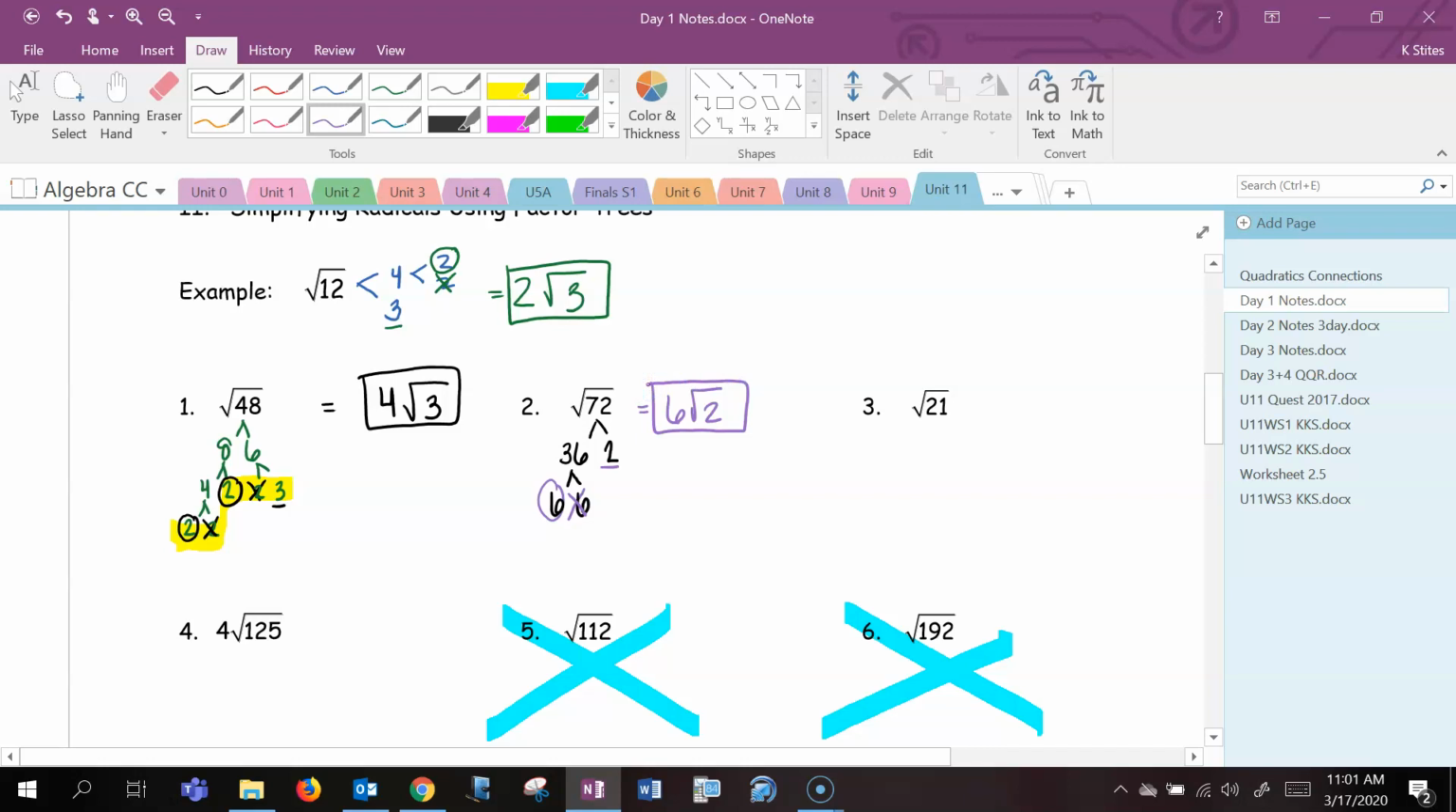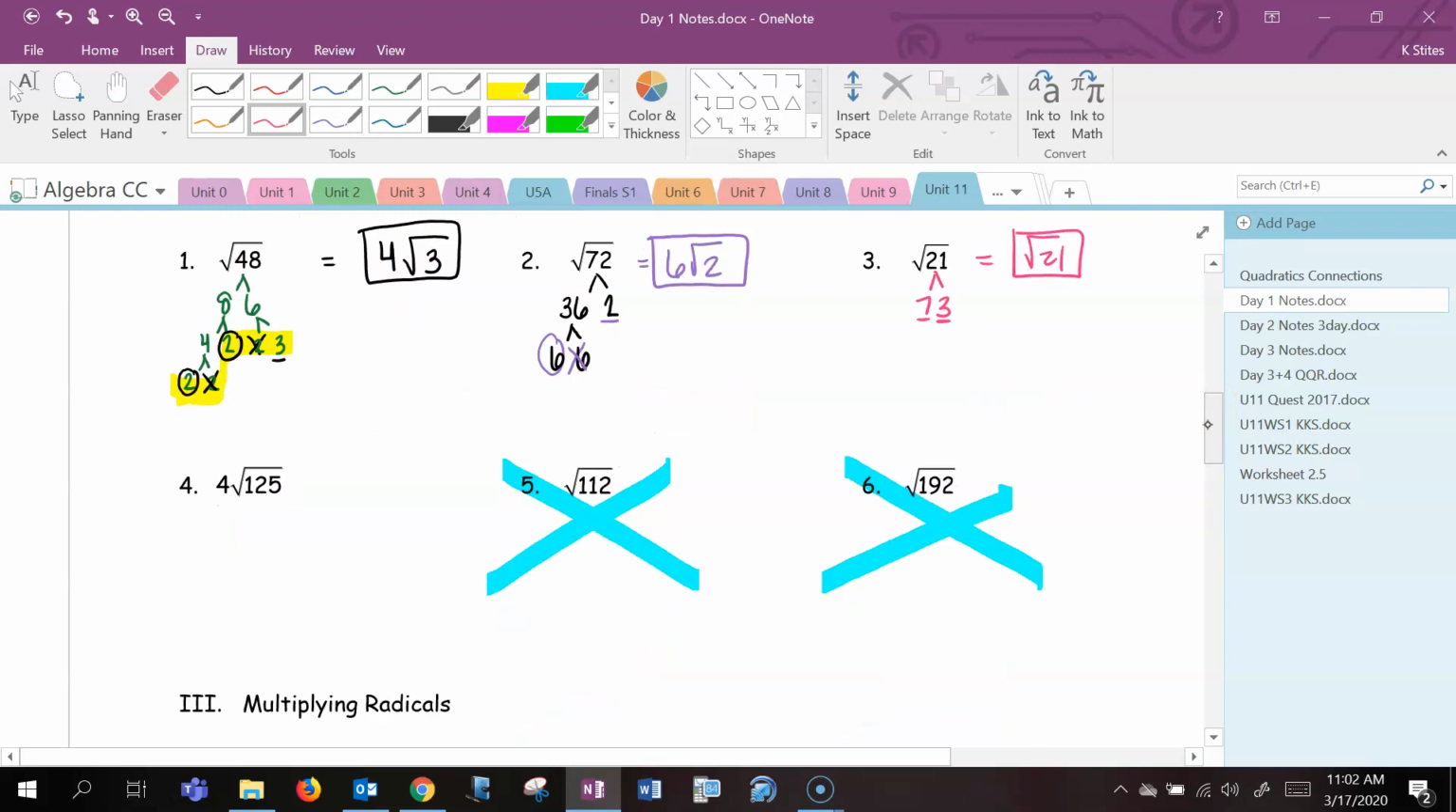Okay. All right, now what's different about 21? When we break down 21, we just get 7 and 3. You can't break either of those down further, and they don't have a pair. So we'll underline both of those. They'll remultiply and go back under the root. This is really just root 21 again. This is already simplified. There's nothing that you can do with it.